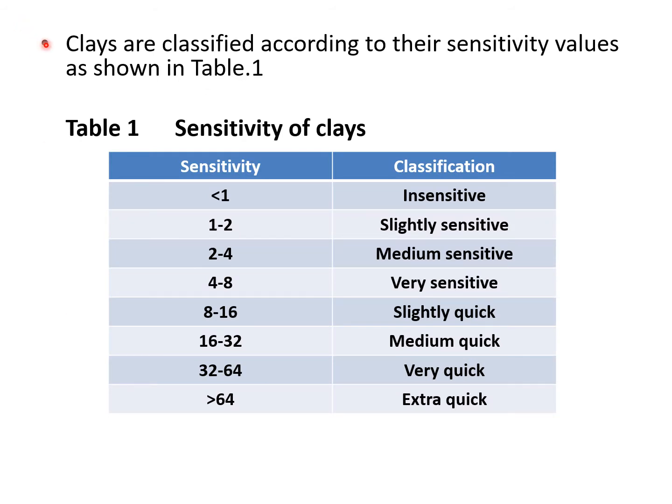Clays are classified according to their sensitivity values as shown in table 1. So we have the following classifications: insensitive when the sensitivity is less than 1, slightly sensitive when the sensitivity is from 1 to 2, 2 to 4 medium sensitive, 4 to 8 very sensitive, 8 to 16 slightly quick, 16 to 32 medium quick, 32 to 64 very quick, and greater than 64 extra quick.